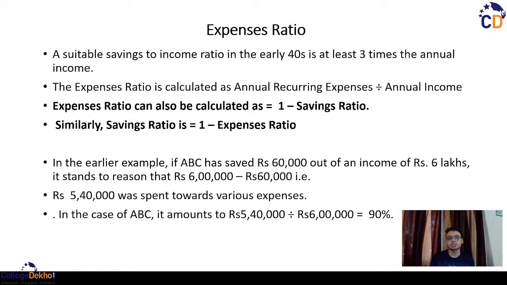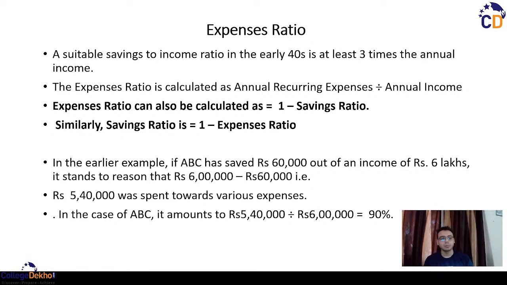A suitable saving ratio must be at least 3 times your annual income, but it must be as high as possible. And how to calculate the expense ratio? Expense ratio is nothing but your annual recurring expenses divided by your annual income. Or we can find it out by 1 minus the savings ratio, because if you have 100 rupees, 40 rupees you have saved, 60 rupees are your expenses only. If out of 100 rupees, 60 rupees you have used as expenses, 40 rupees are your savings only, right? Now, expense ratio can be calculated as 1 minus savings ratio, and saving ratio is 1 minus expense ratio.